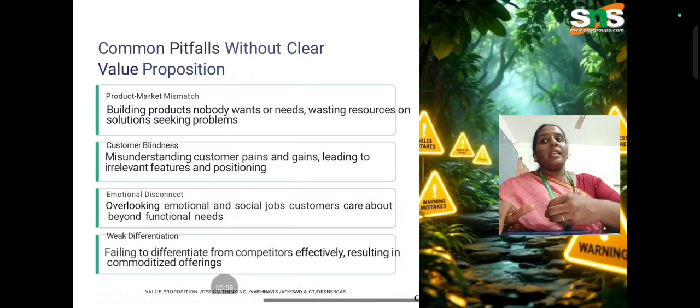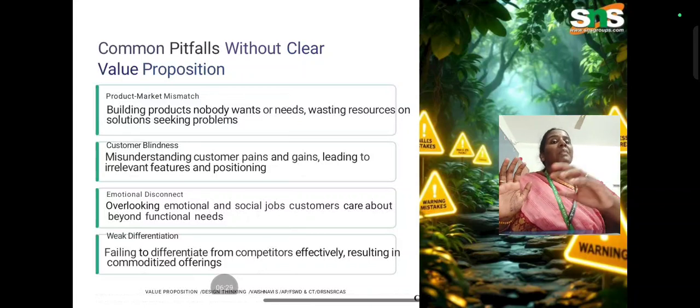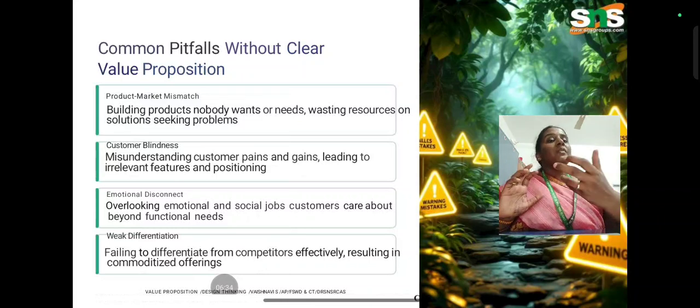Then ignoring customer pains and gains, leading to irrelevant features and positioning, and overlooking social jobs customers care about beyond functional needs. Next one is weak differentiation, failing to differentiate from competitors effectively, resulting in commodity offerings. So this is in pains and gains of the customer, the users and the business people who are getting the feedback. So value proposition is a B2B framework where a product or service is positioned so that the customer's values and needs are satisfied.